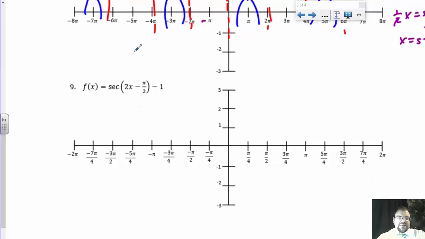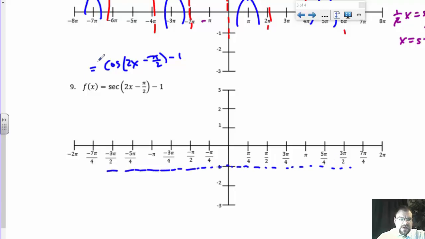Number 9, secant of 2x minus pi over 2 minus 1. Okay, secant, the reciprocal of secant is cosine. So this is 2x minus pi over 2 minus 1. That's what I'm going to actually graph first. Okay, so the shift is -1. That's where the shift is going to be. Vertical shift, that's the new center line. The coefficient of cosine is 1, so I'm going to go 1 up and 1 down. 1 up, 1 down.